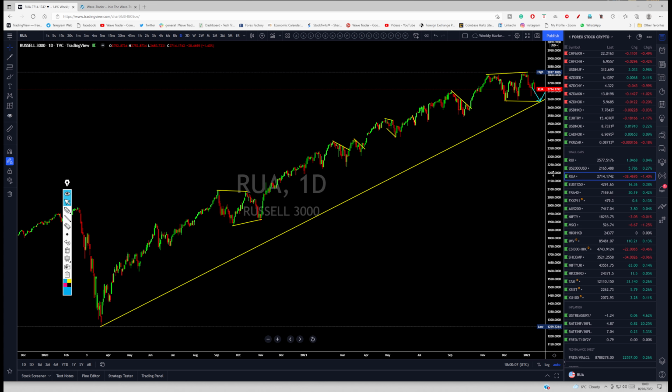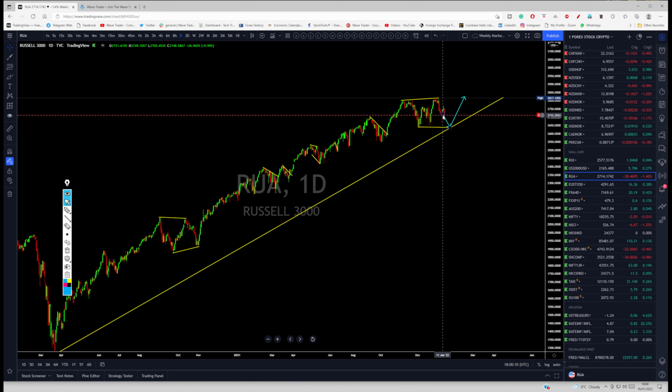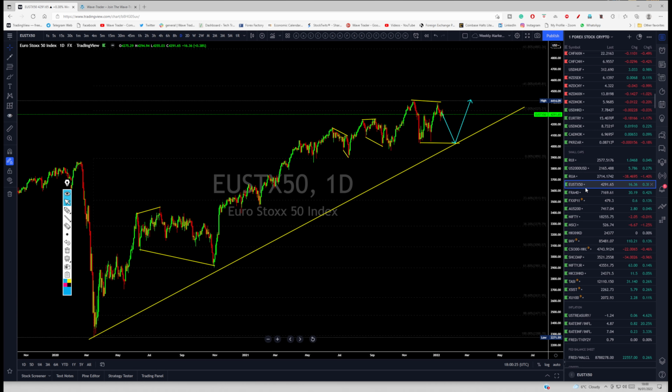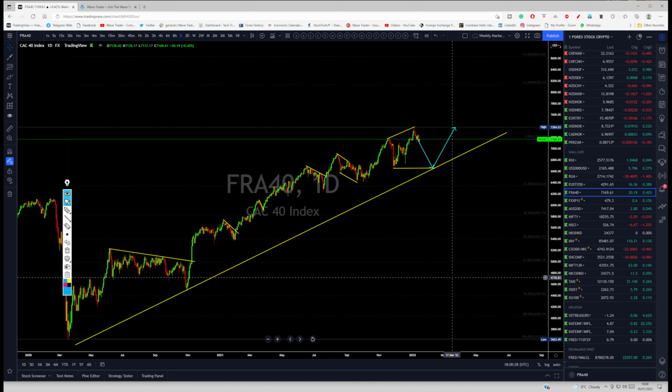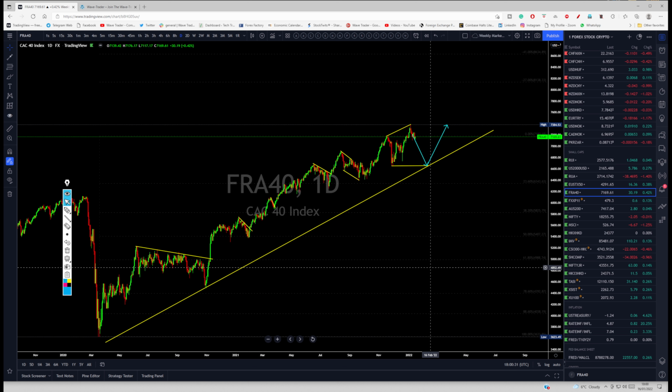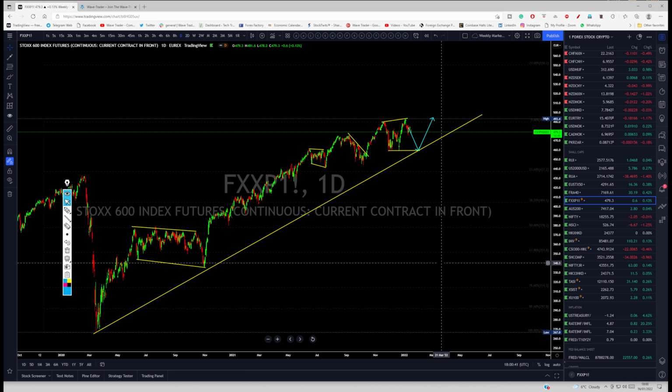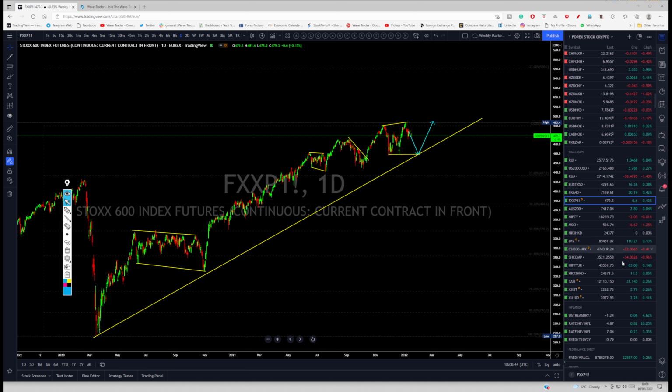So Russell 3000 also similar like the others. Nasdaq 100 index, this previous low, retracement of this previous move. It's already retracing this previous floor. So Euro Stoxx to also retrace and test the previous bottom, same like last week. CAC 40, okay, so test and drop and test the previous bottom, this previous floor, where my arrows are showing. And the same goes with the Stoxx 600, drop and test that previous bottom.